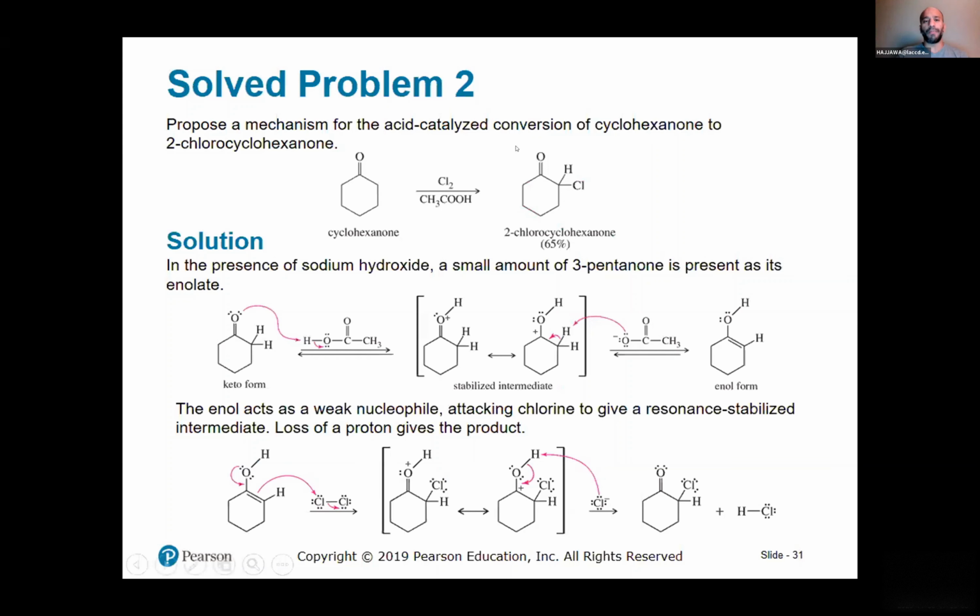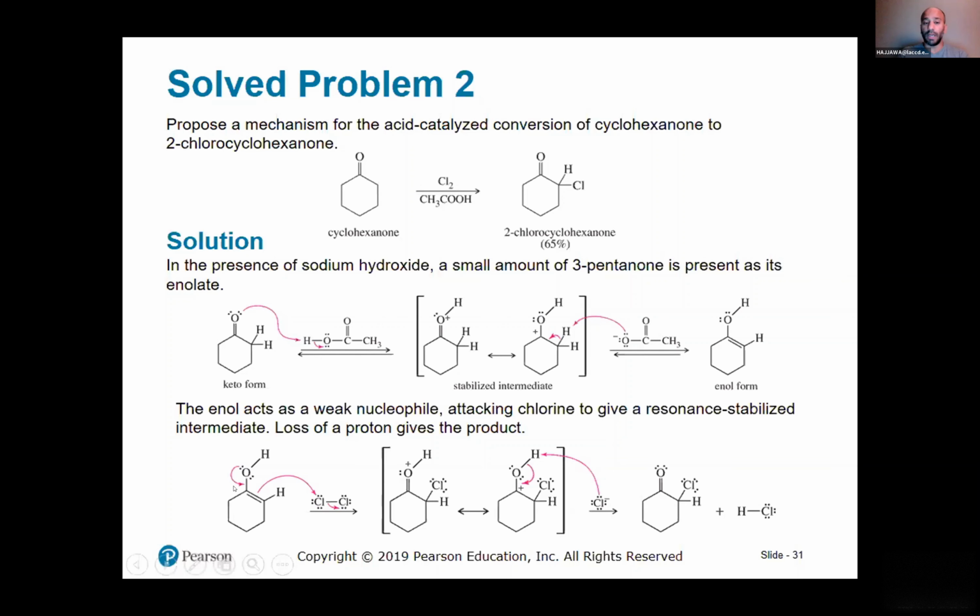See here an example of a cyclohexanone reacting with Cl2 in the presence of acetic acid, to give you basically 2-chlorocyclohexanone. And again, the mechanism goes through the protonation of the carbonyl oxygen first, which gives you the protonated ketone, and this ketone is going to end up giving you the enol form. And that's important, to generate the enol when you have an acid-catalyzed alpha halogenation.